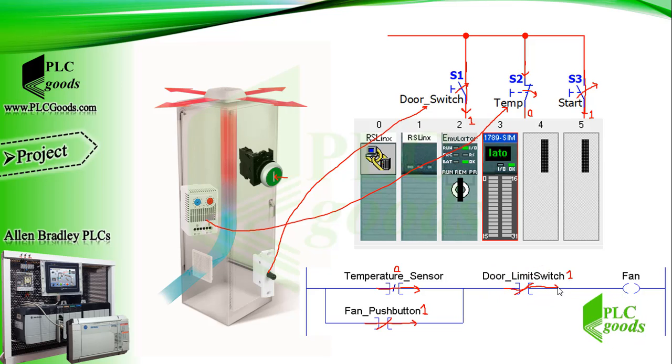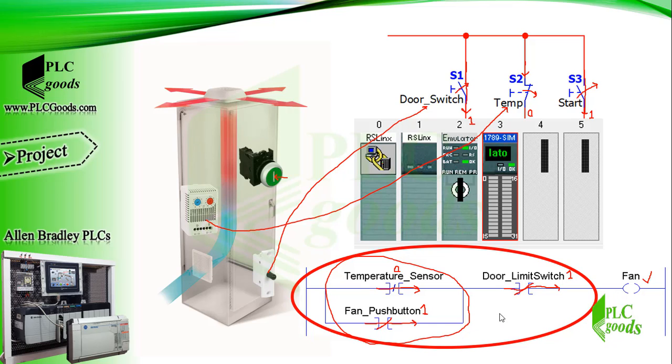So, if the temperature is higher than 30 degrees, or the push button is pressed manually, and the cabinet door is closed, the fan will be turned on by the PLC. Note that in this program, here is an OR logic, and after that, there is an AND logic.